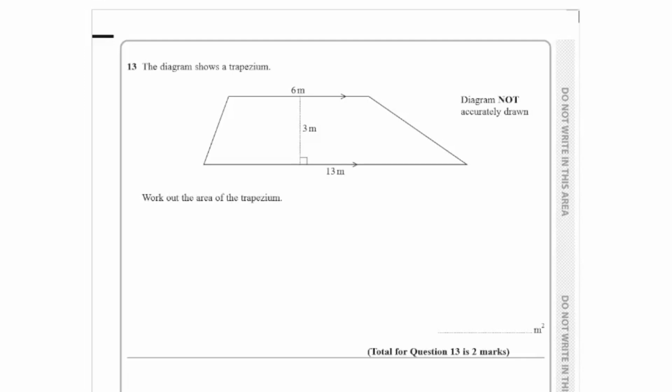The diagram shows a trapezium. Work out the area of the total trapezium. Okay, when trying to find the area of a trapezium, we simply follow the formula (a plus b) divided by 2, multiplied by h. A and b are the bases and the top, so we can put that in already.